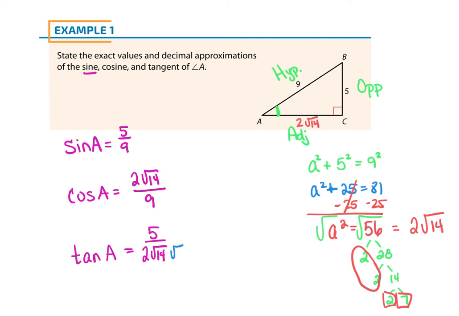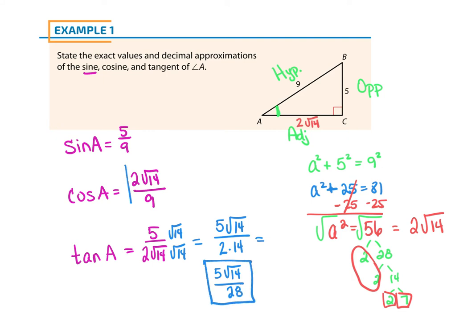So I'm going to multiply top and bottom by this root. On the top, I will have 5 times the square root of 14. On the bottom, I will just have 2 times 14 because that 14 came out of the root. So you're going to simplify that one more time like this. That is my tangent. That is my cosine. That is my sine.